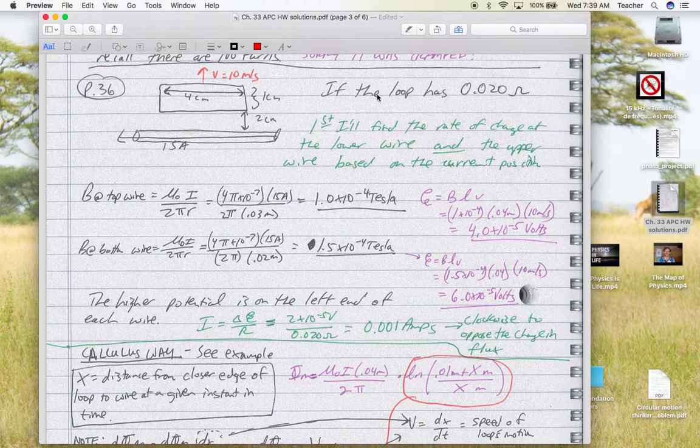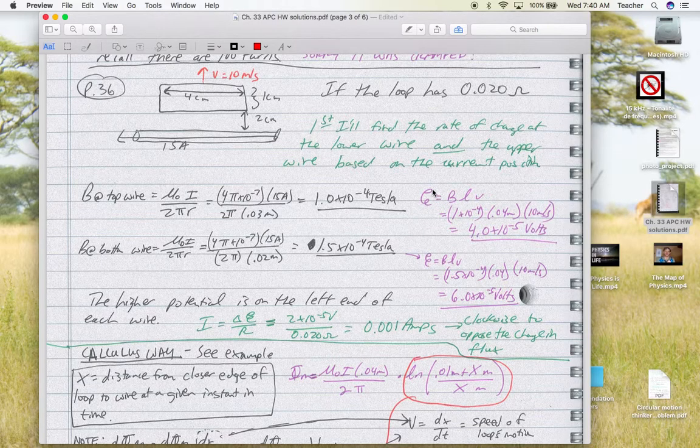So what I ended up doing is I tried to figure that out at the lower wire and the upper wire. So at this instant, the magnetic field at the top of the copper wire is found by Ampere's rule for a long wire, B sub r, 4 pi times 10 to the negative 7th, I, over 2 pi r, r is the distance from the wire, so that's 3 centimeters. And it gets me 1 times 10 to the negative 4 Tesla. The bottom wire is stronger, 1.5 times 10 to the negative 4 Tesla.